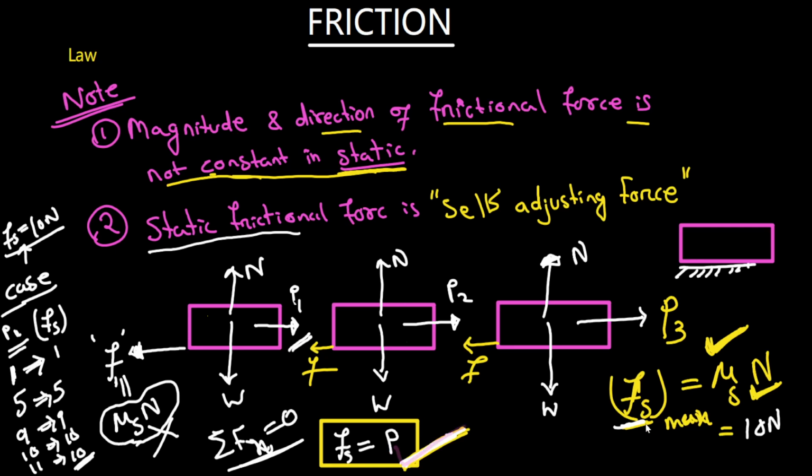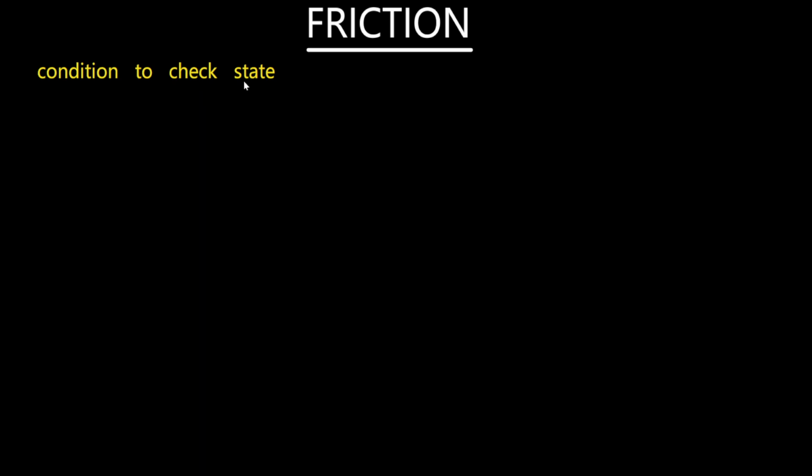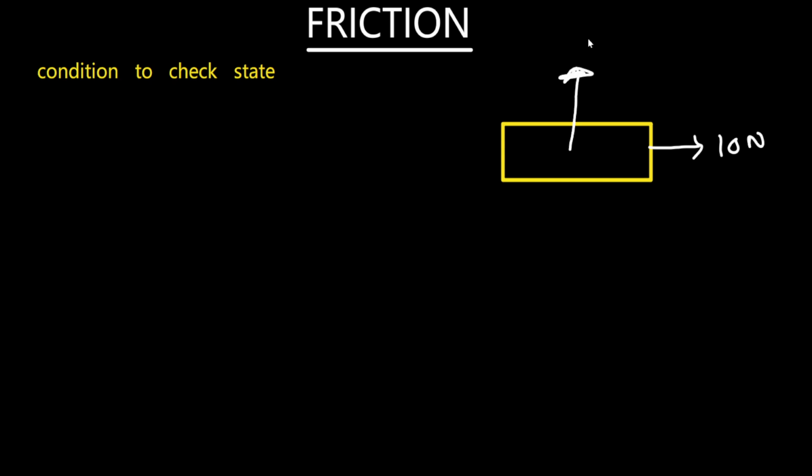Now I'm going for the next concept, that is how to check the state of the object. See, we were taking a block and some amount of force was applied on this block. In this block, we can calculate the amount of frictional force in case of static. Before that, we need to know whether the object is at rest or in motion. The question will be like this: a block will be given and some amount of force, like 10 newton or 15 newton, whatever. You will get a certain weight, so you will get the normal reaction as well. Now you can calculate fs maximum.